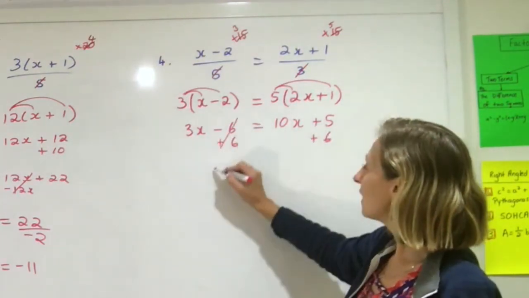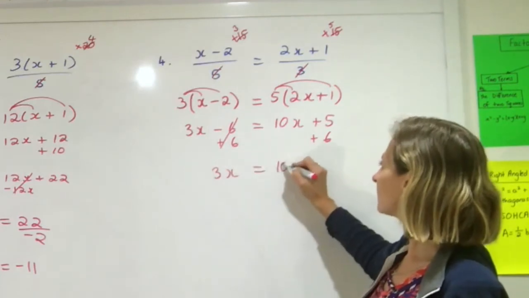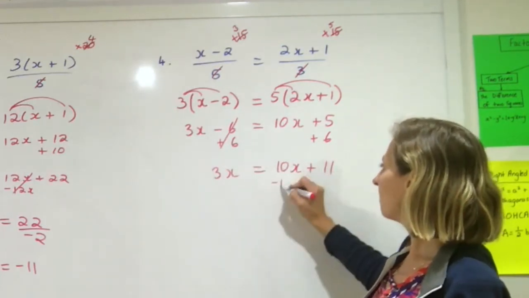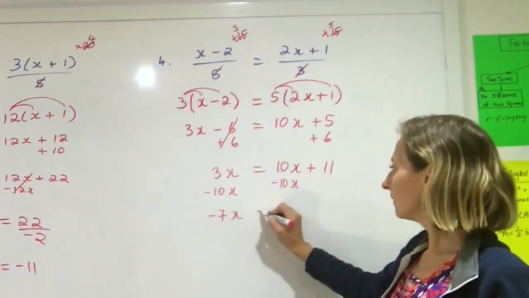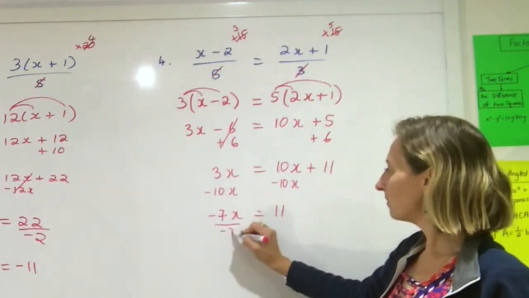Plus 6 to both sides. 3x equals 10x plus 11. Minus 10x from both sides. And of course divide by minus 7.